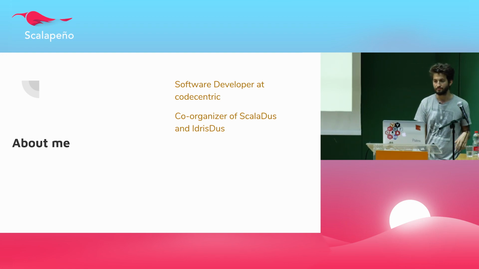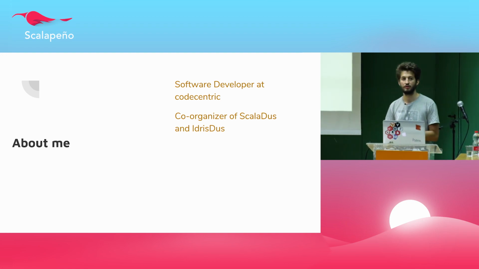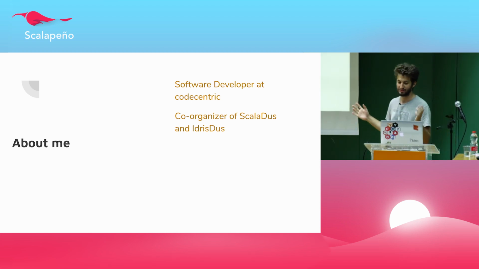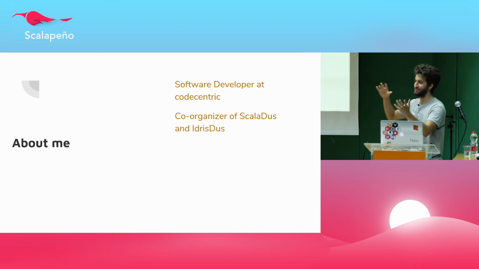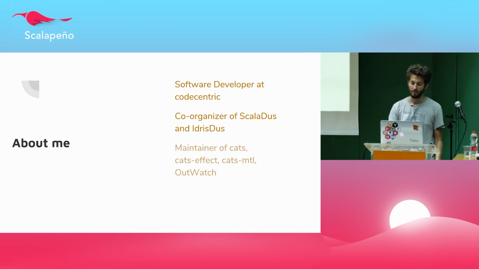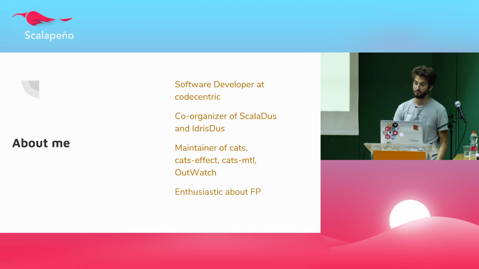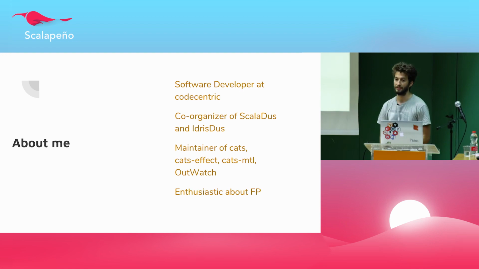For those of you who are ever in Düsseldorf and want to give a talk about Scala, please contact me, because we're always looking for speakers, and it's always cool to have someone from somewhere else. I also maintain a bunch of type-level libraries, cats effect, cats MTL, and Outwatch, which is a front-end library. That's not used very much, but it's still pretty cool, I think. And I'm super enthusiastic about functional programming. I want to teach it to as many people as possible. And that's exactly why I'm here.